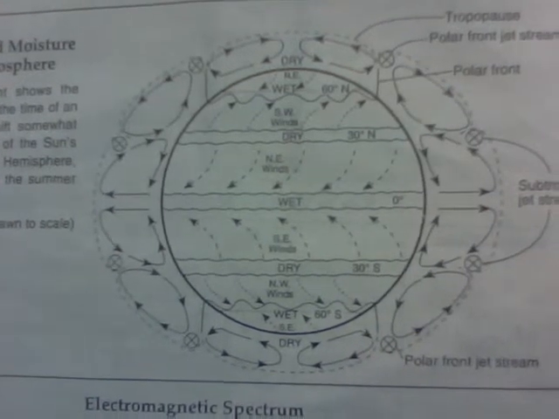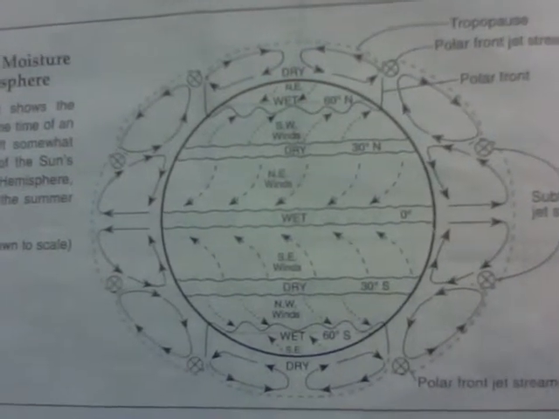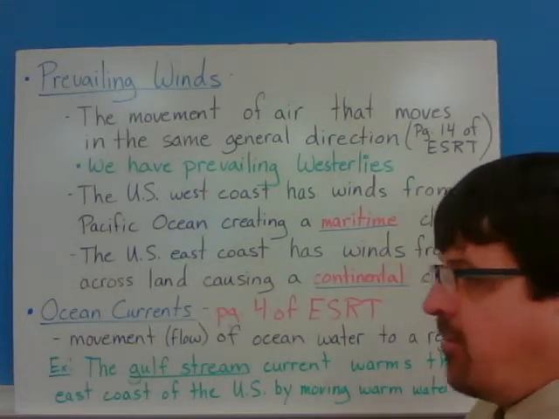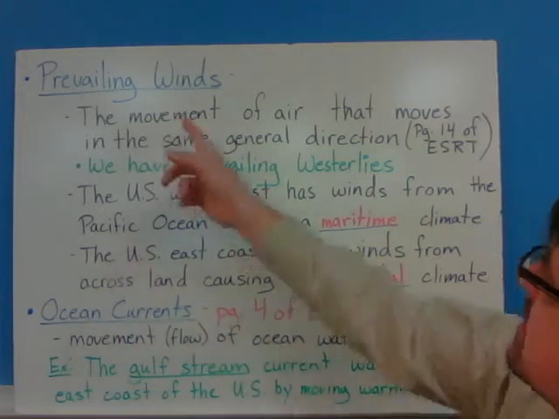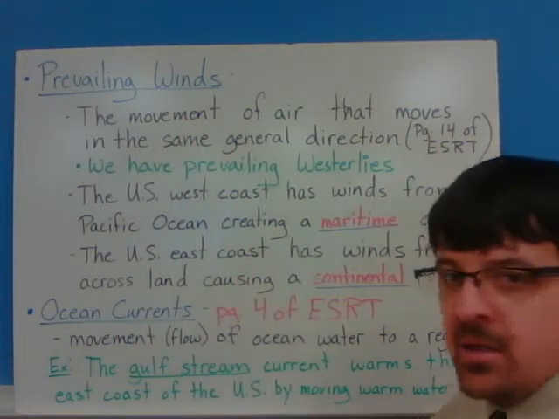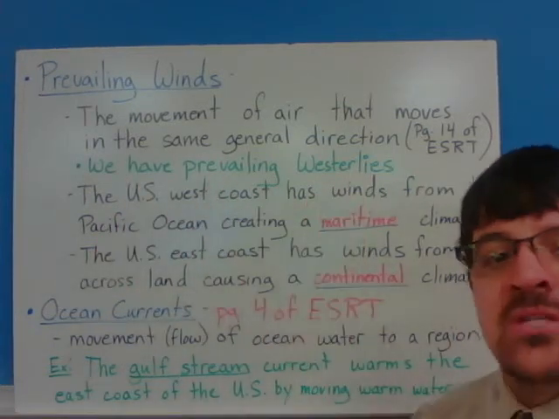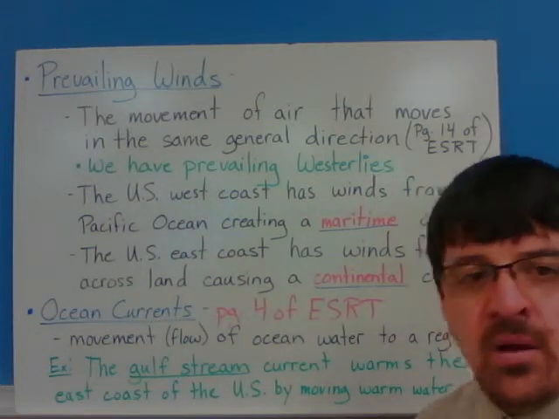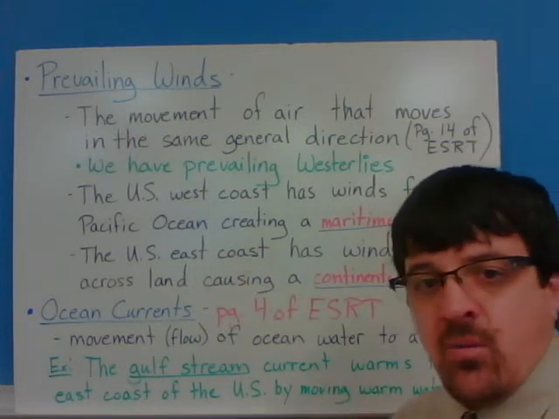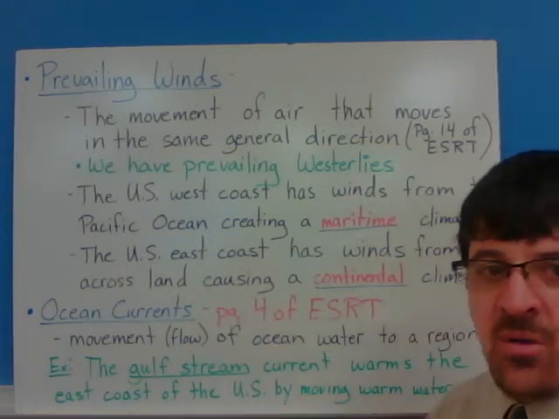Okay, and as you can see, between 30 degrees north and 60 degrees north, that's where we are, you have prevailing southwesterlies. So what does that mean? Our winds come, on average, from the southwest. It's the movement of the air that moves in the same general direction for an entire area. Like I said, page 14. We have prevailing westerlies or southwesterlies. They're called either one. Doesn't matter how you talk about it. That's why I said you understand that our weather comes from the west and moves to the east, or comes from the southwest and moves to the northeast.